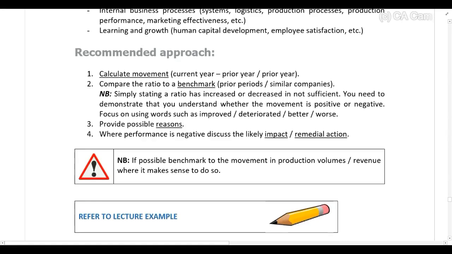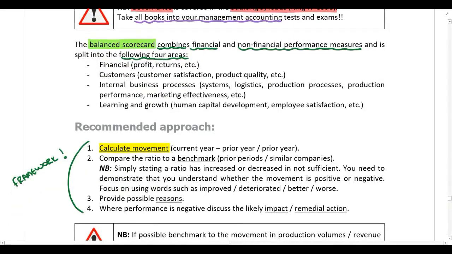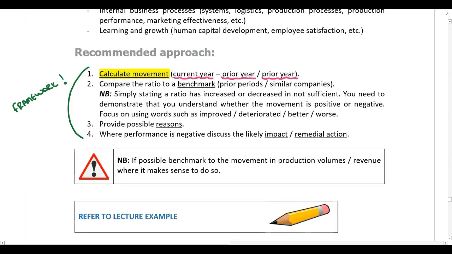So how should you approach a question where you need to analyze and interpret non-financial information? This is the framework that I want you to apply. It's very similar to the framework that we went through with the analysis and interpretation of financial information. The only difference is, up front, you need to calculate a movement. So for example, if you need to analyze the movement in electricity used, you are going to take the current year electricity used, deduct the prior year, and divide by the prior year, because that's always how we calculate a movement. So first you calculate the movement.